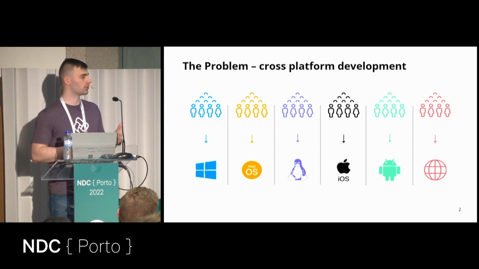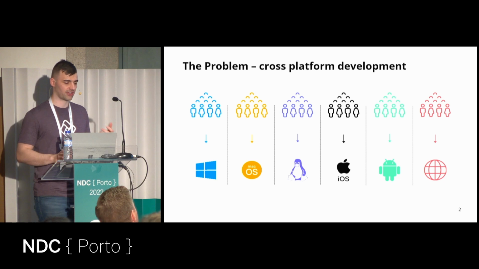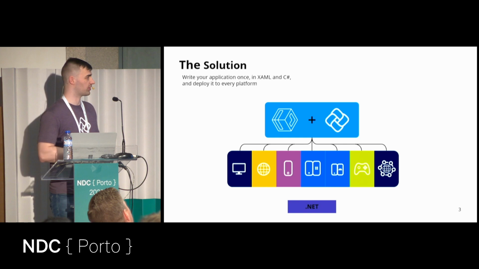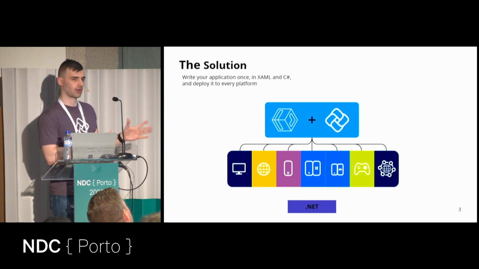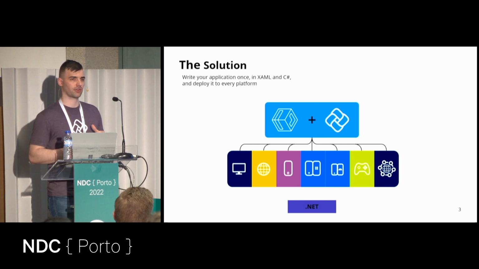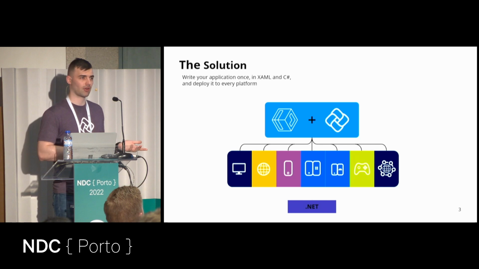So an even better solution would be to have a single platform that can cover all the needs of you as a developer and all the targets that you want to support. In this case, the solution comes in the form of having one single code base written in C# as the ubiquitous .NET language, and XAML as the UI layer language. If you have built Windows applications before, which is Windows Presentation Foundation, Universal Windows Platform, or now WinUI, you definitely know XAML as the language that's used in Microsoft technologies to build UIs.